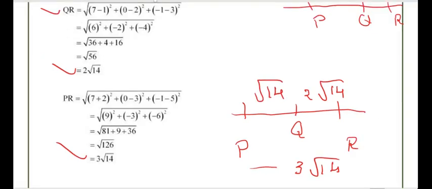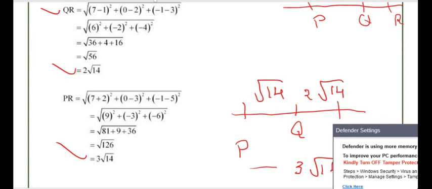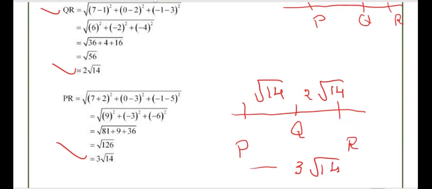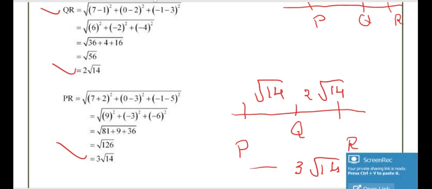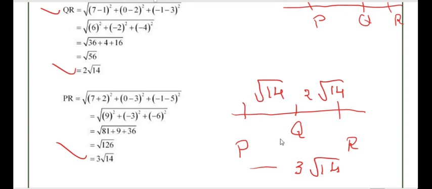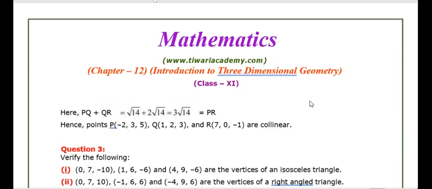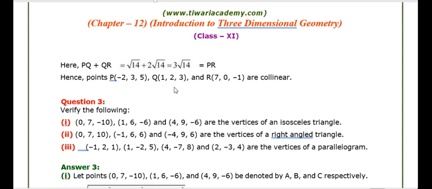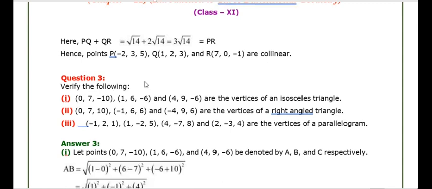And okay, so you can see here, if I take the addition of PQ plus QR, I am getting the total, that is the PR distance. So PQ plus QR equal to PR, which means the 3 points are collinear. Similarly, you can prove it for the remaining ones.